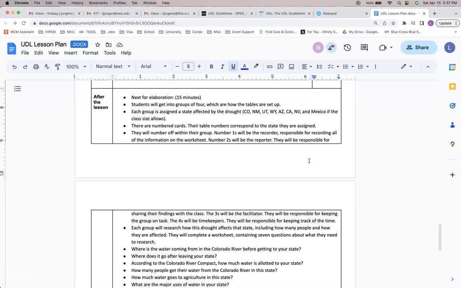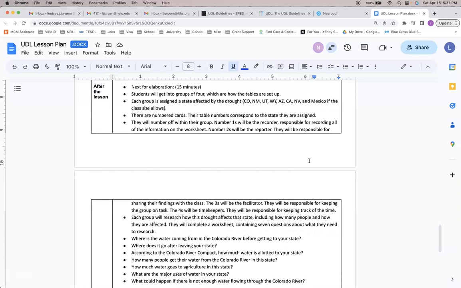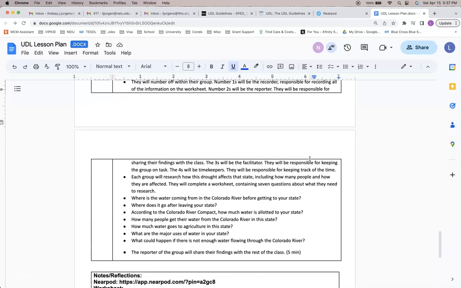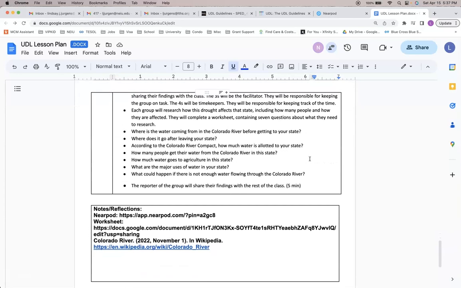There's number cards on the table. Students will pull a number. Whatever number they get, they will have a responsibility. So for example, number 1s will be recorders, number 2s will be reporters, number 3s will be facilitators, and number 4s will be timekeepers. They will have their list of responsibilities on the board so they know exactly what they're going to be doing.